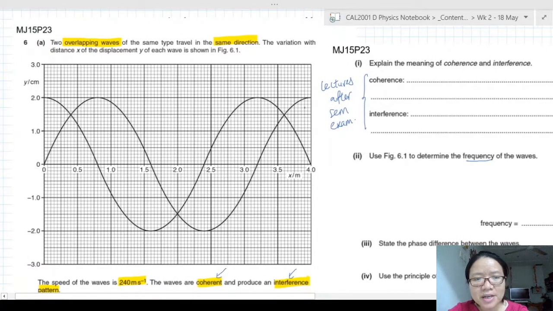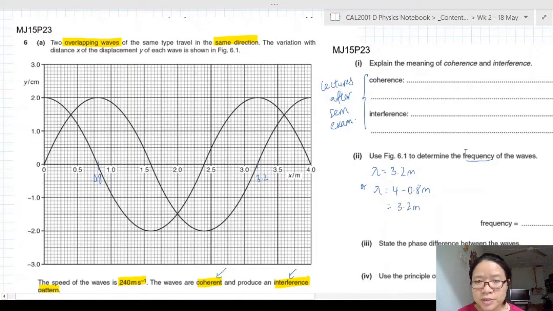Okay. We're going to move on to part 2. I selected this question because I want to do part 4 with you. So part 2, determine the frequency. We can look for lambda. 3.2 is pretty obvious. If not, you can take 0.8 and 4 minus 0.8, which is 3.2.